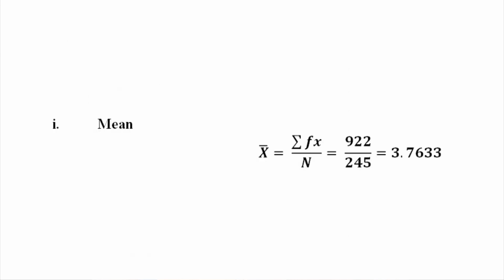Now, divide this sum by n, that is 245. The value is 3.7633. Hence, the mean of the data is 3.7633. That is, the mean number of calls received in a 1 minute interval at an exchange is 3.7633.